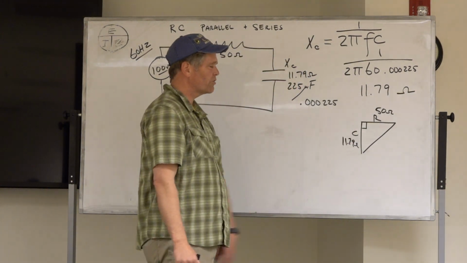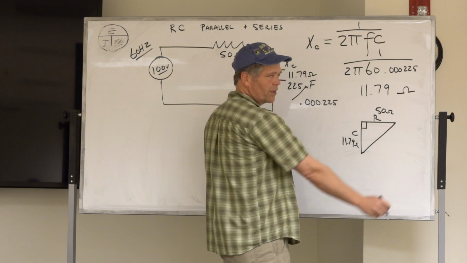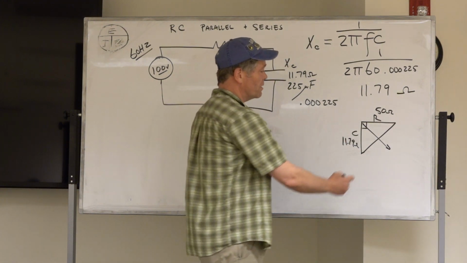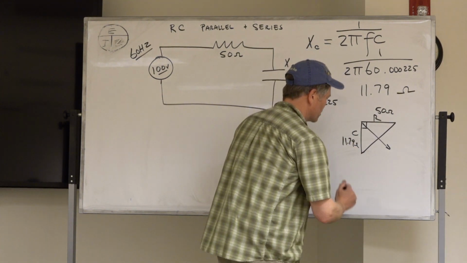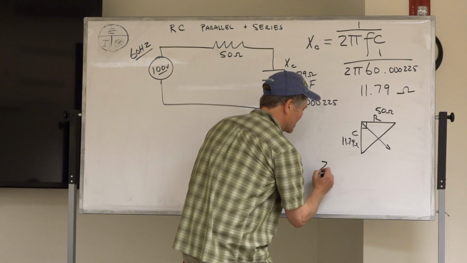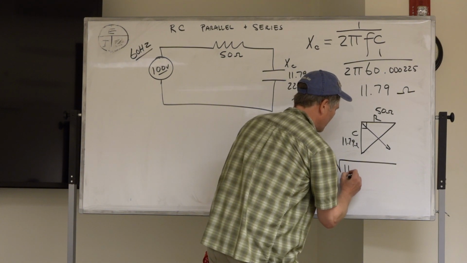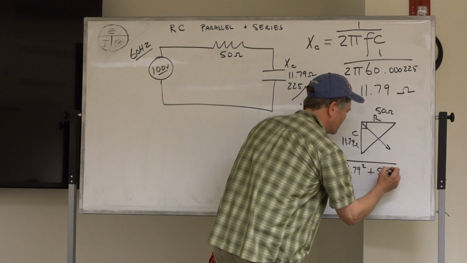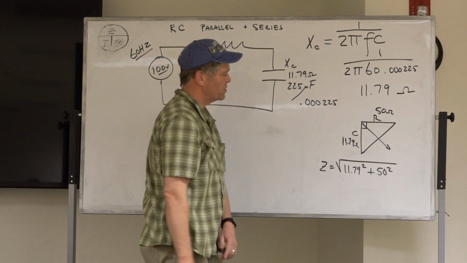So I have to run that through that Pythagorean, remember, because I am solving this hypotenuse. What I'm really solving, what most of you understand, is I'm solving this resultant vector of this. But I'm solving it by solving the hypotenuse, because a rectangle has equal diagonals. So I need to take, I'm going to say that my Z, because that's what I'm solving for, impedance, equals the square root of 11.79 squared plus 50 squared. I could have put those in either order, right? Could have put R first and then X sub C, it doesn't matter.